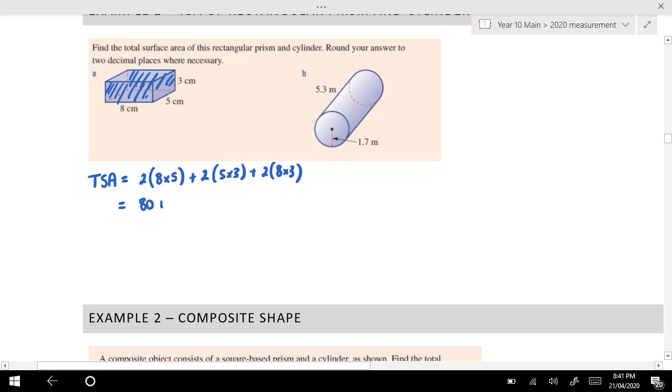15 times 2 is 30, and 24 times 2 is 48. Bringing that together, that is 158. Be careful though, it's asking us for total surface area, so we don't want it in centimetres, it's centimetres squared. That's really all you need to do for these sort of rectangular prism ones.